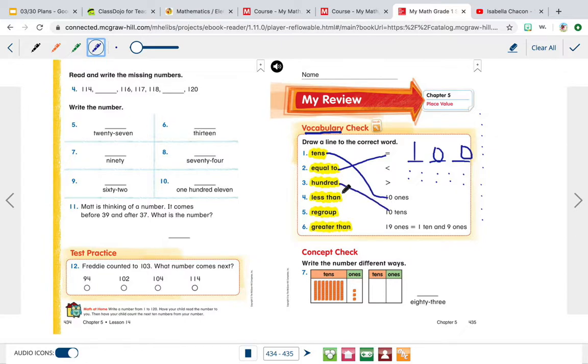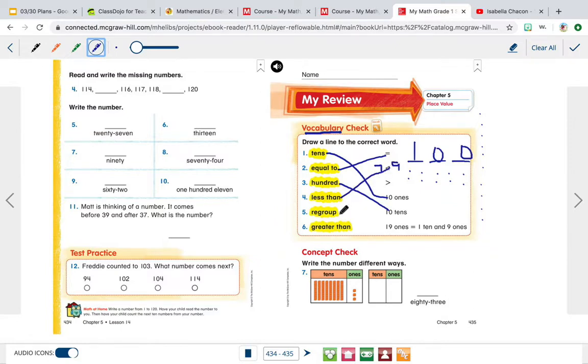Let's go to the next one, less than. Now remember how I said our alligator likes to eat the bigger numbers. So let's pretend that we have a bigger number here, 9, and our other number here is 7. Is 7 less than 9? I hope you said yes. So 7 is less than 9, so we know that this is our less than sign because the alligator only eats the bigger number.